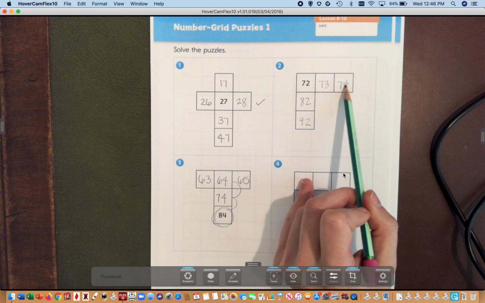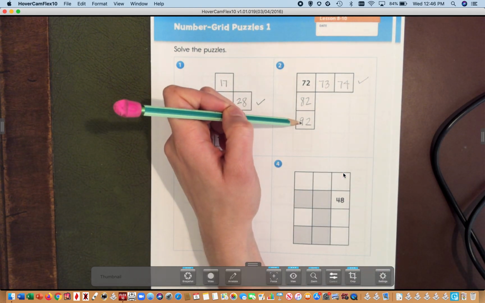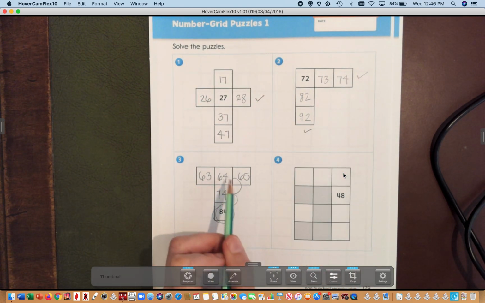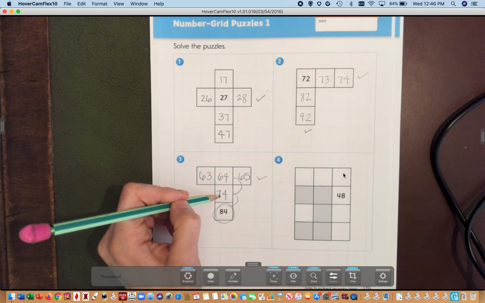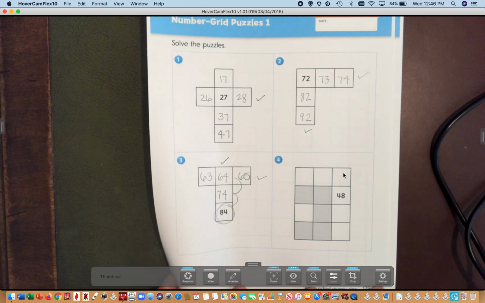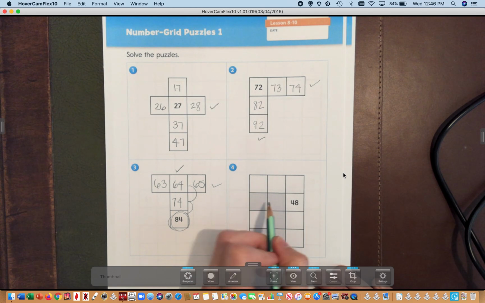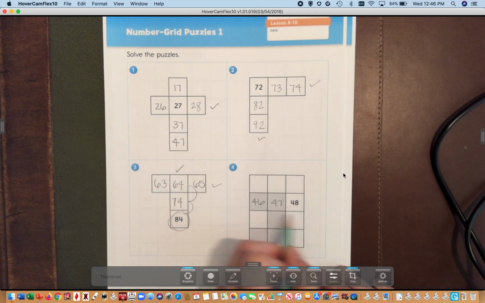72, 73, 74, 72, 82, 92, 63, 64, 65, 64, 74, 84. You can check it in whichever direction makes sense to you. Then for 48, these are shaded in, so we don't have to fill those in for the answer, but we can if it helps. So I might go ahead and do just these two to kind of get my bearings.